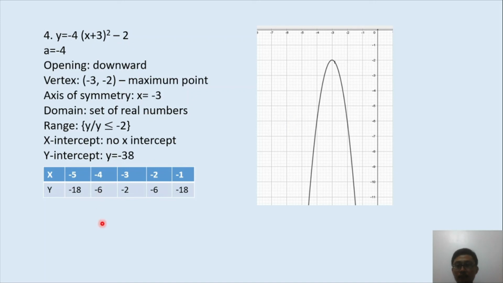So, ganyan lang mag-graph. As long as you have now the table of values at marunong naman na kayong mag-plot ng points sa Cartesian plane, di ba? So, makukuha na natin yung ating graph of quadratic function. Both if the given function is in general form or yung standard form or yung vertex form, katulad nung sa number 4.